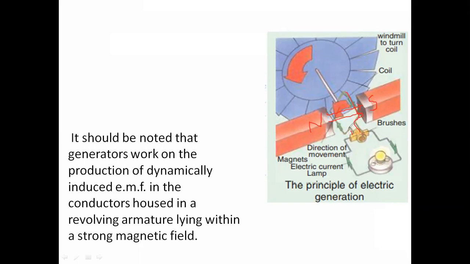This is the coil, and this coil is connected to a shaft, and that shaft is connected to the windmill. Whenever the air is coming, this windmill will also rotate, and due to that, the attached shaft and the attached conductor also rotate. What we said is that whenever the conductor cuts the magnetic field, the EMF will be generated.